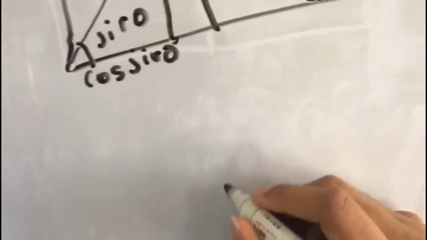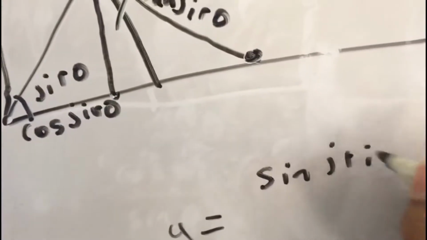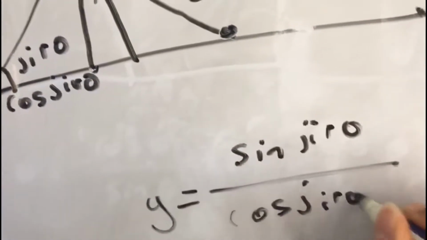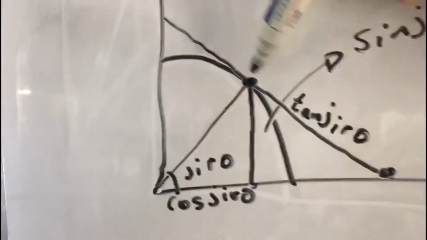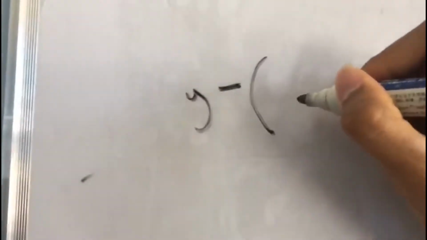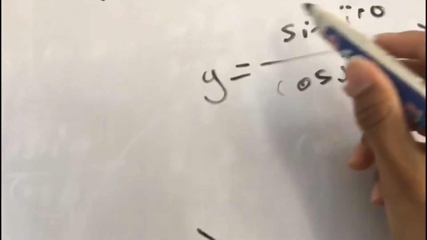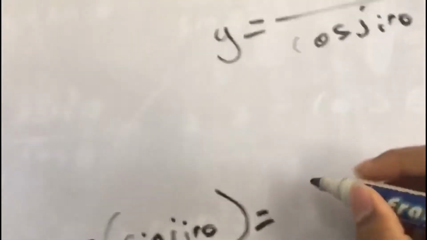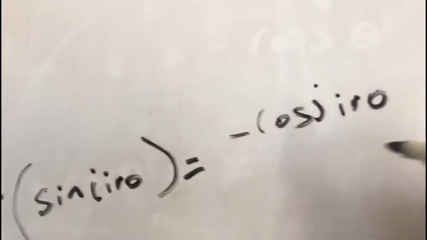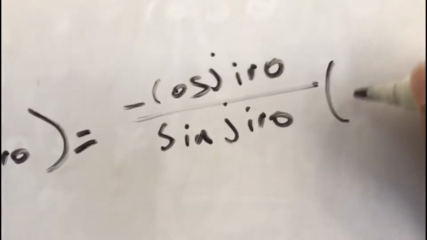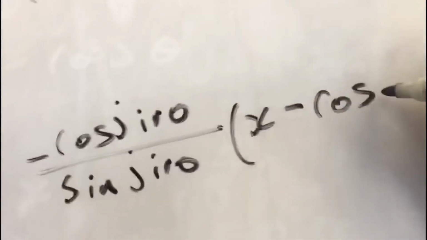So the equation of this line is just going to be y equals sin Jiro over cos Jiro x, and the equation of this line should be, let me just write it down, y minus y1, which is sin Jiro, equals the gradient, which is -1 divided by the gradient of the radius to the point on the diameter, which would just be minus cos Jiro over sin Jiro, multiplied by x minus the x coordinate, which is cos Jiro. Okay, so now we have the equation.